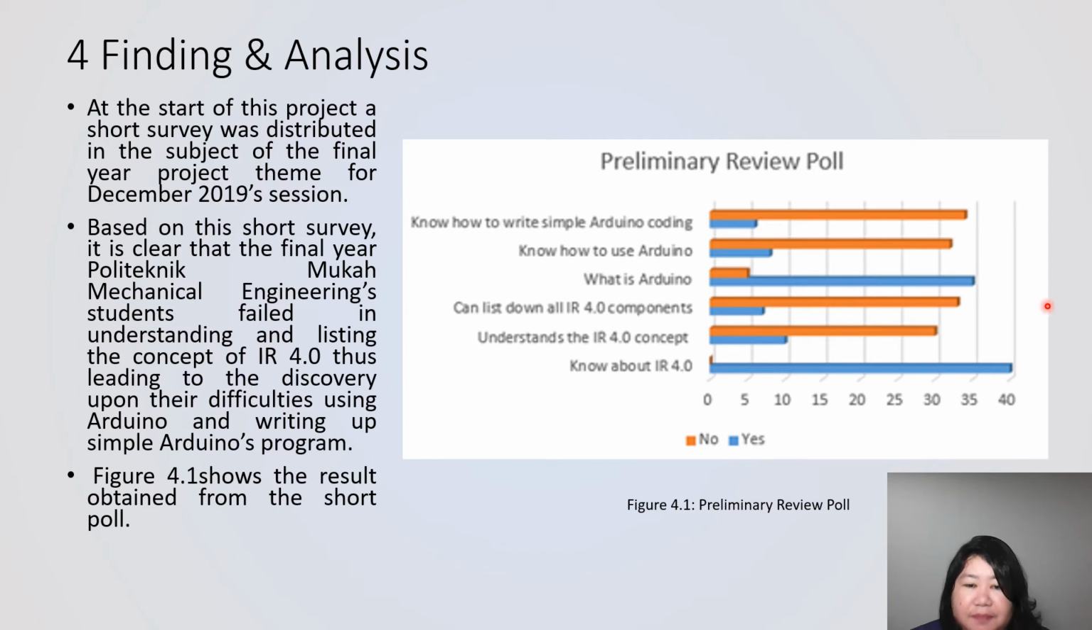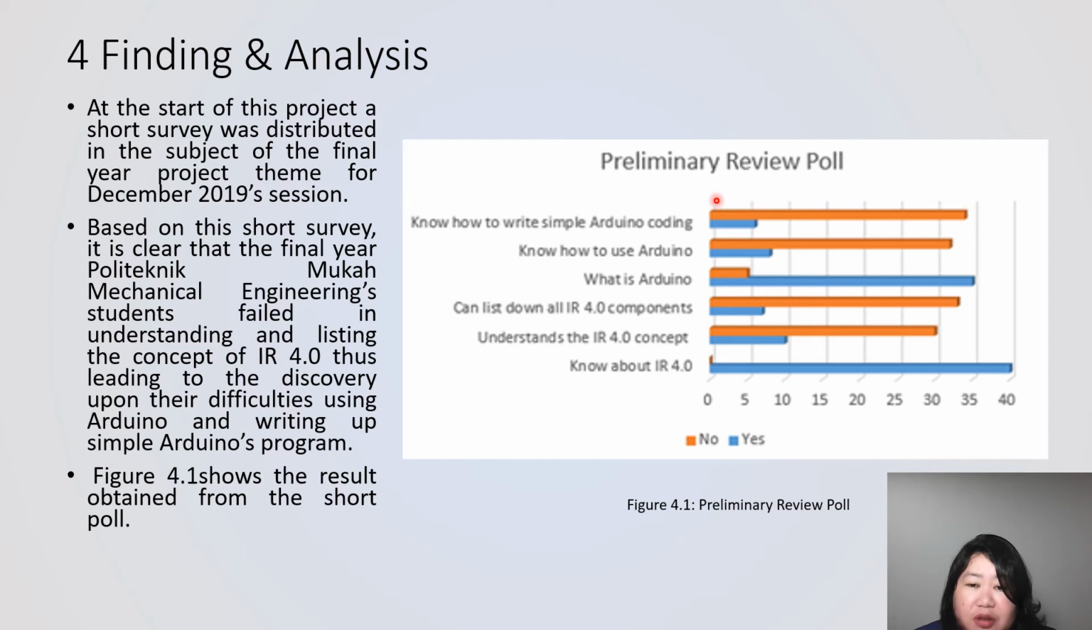Finding and analysis. At the start of this project, a short survey was distributed in the subject of the final year project theme for the December 2019 session. So this is the preliminary review report. Based on this short survey, it is clear that the final year Polytechnic Mukah mechanical engineering students fell short in understanding and listing the concepts of IR 4.0, thus leading to the discovery of difficulties using Arduino and writing up simple Arduino programs. Here we can see in Figure 4.1 the result of the preliminary review report.